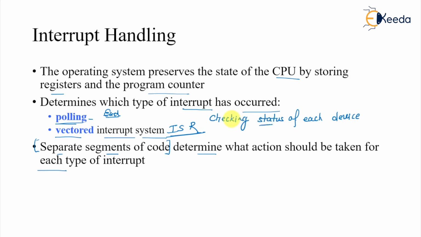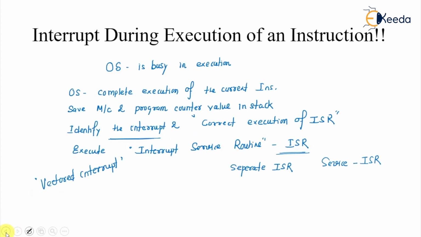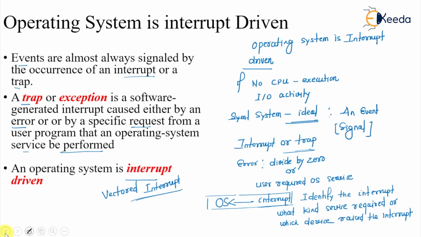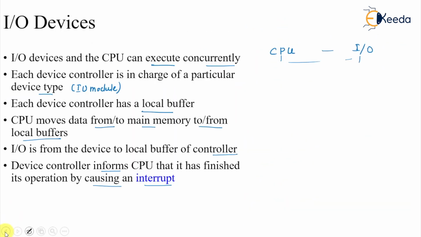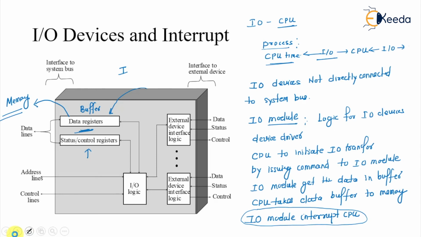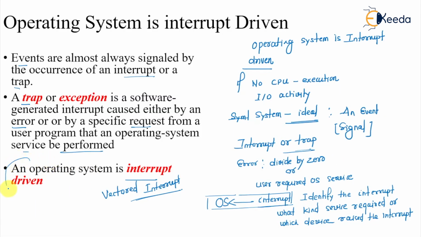So that's all for this computer system organization. The main point is that in our entire system, the interrupt plays a very important role. The entire operating system is interrupt driven. That is a very important part of the operating system. Okay, so that's all for this discussion.